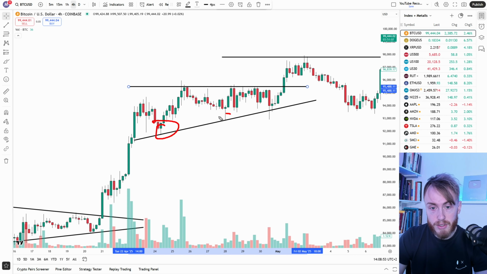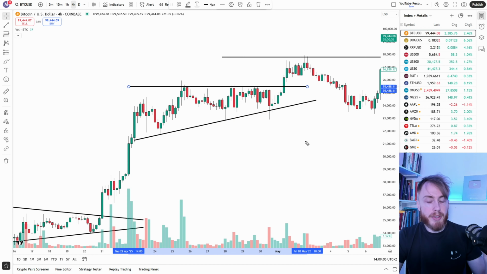You can see we had consecutive higher lows, right? And our highs were at around the same level. But now, this breakout was not as good, at least in my opinion.